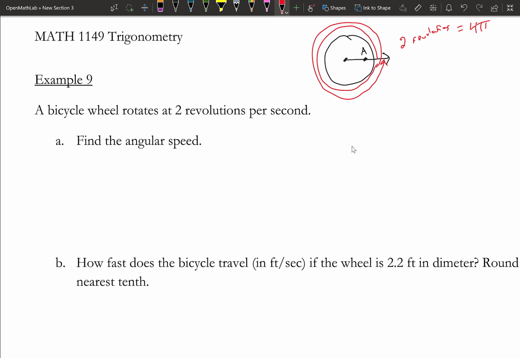So remember, for angular speed, we calculate this with Greek letter omega, which is equal to theta divided by t. Theta here would be 4 pi, because we're going 2 full rotations. And the time here says per second, so this would be 1 second. So we went 4 pi radians in 1 second, which would just be 4 pi per second, right?